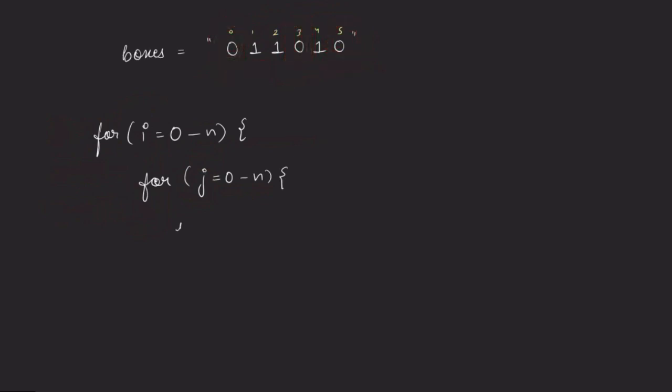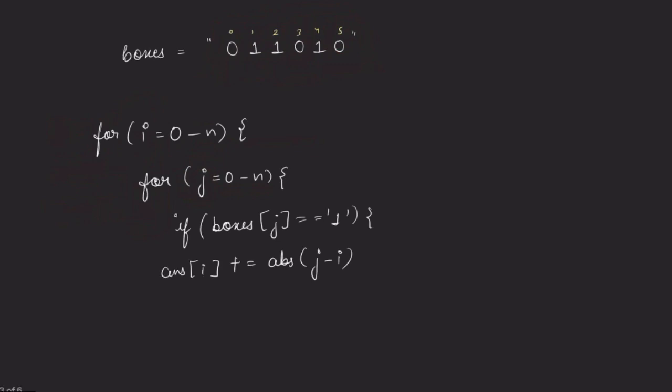Now inside this, we can simply check that if boxes of j is equal to 1, then whatever is the absolute difference between j and i, we add that to our answer array at the ith index, because we are identifying the answer for the ith index right now. When j is the same as index i, j minus i will be 0, so nothing will get added to the answer. So there is no need for an extra condition that i should not be equal to j. So this is what our brute force approach looks like.